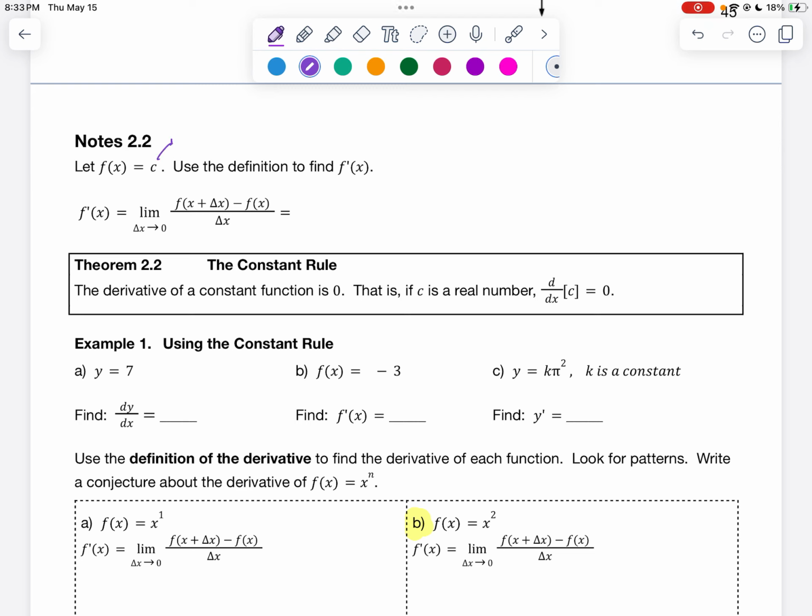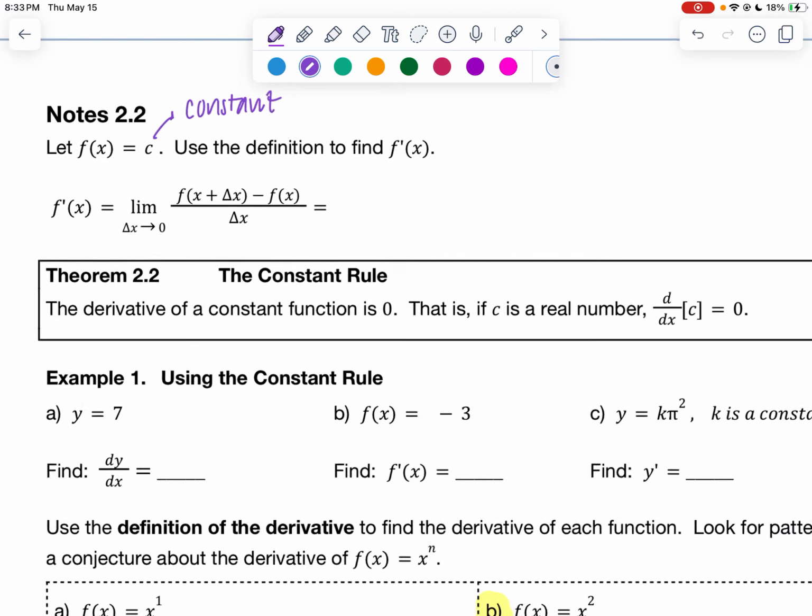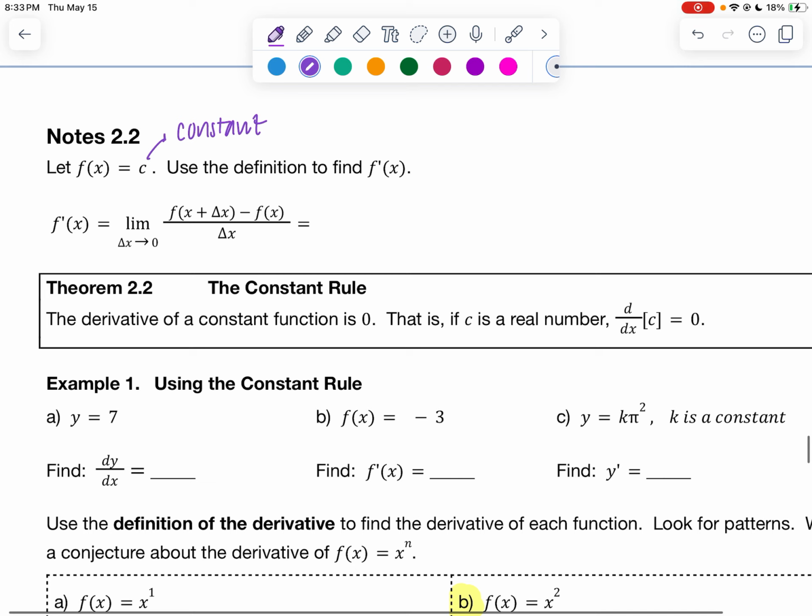C is just a constant. It's going to ask us to use the definition to find f prime of x, right? This is what we've been doing so far. So I'm going to go and continue on.